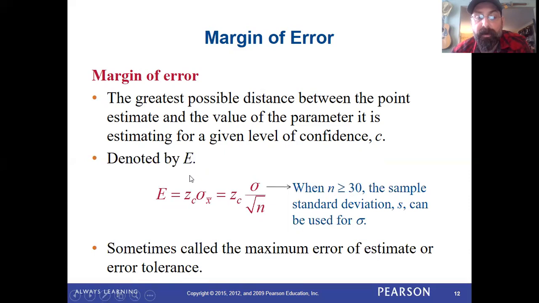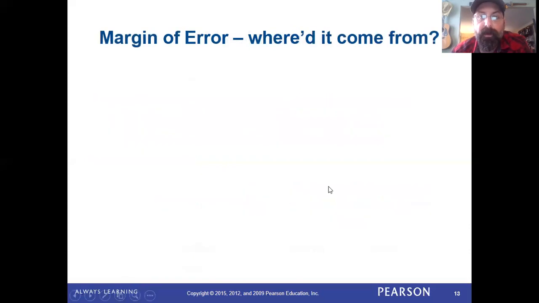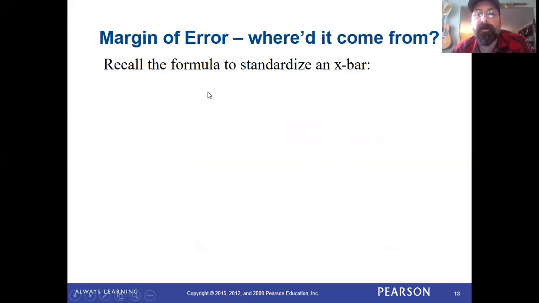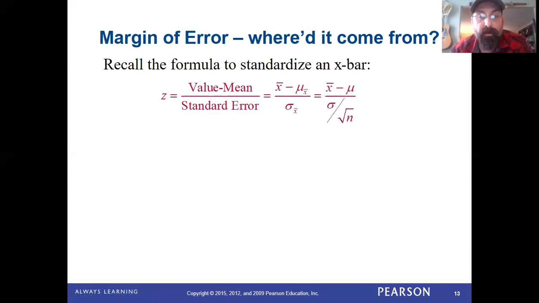I do want to show you quickly where this formula comes from. So recall the formula that we use to standardize an X-bar. When we know X-bars are normally distributed, either central limit theorem part 1 or part 2 works, we know how to standardize an X-bar. We use this formula here, the right-hand side. We take the X-bar we want to standardize minus mu, the population mean, divided by sigma, then divided by the square root of n. Now, X-bar minus mu is actually the sampling error we were referring to a couple slides ago.